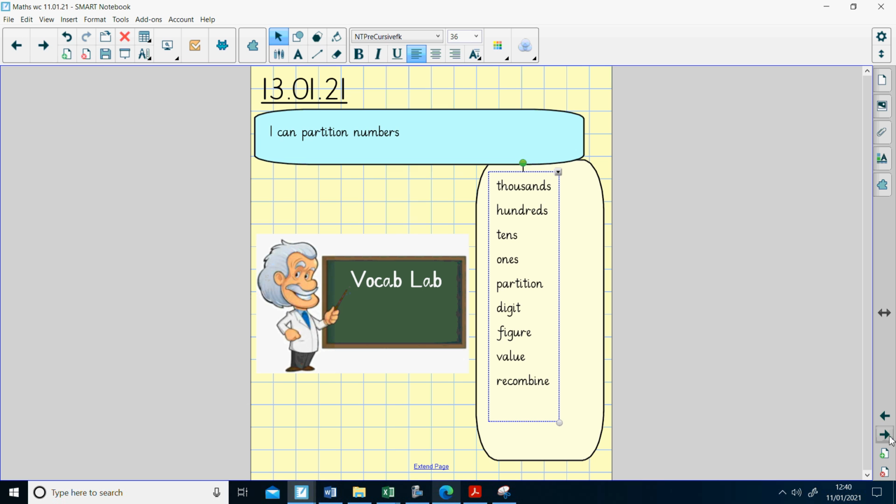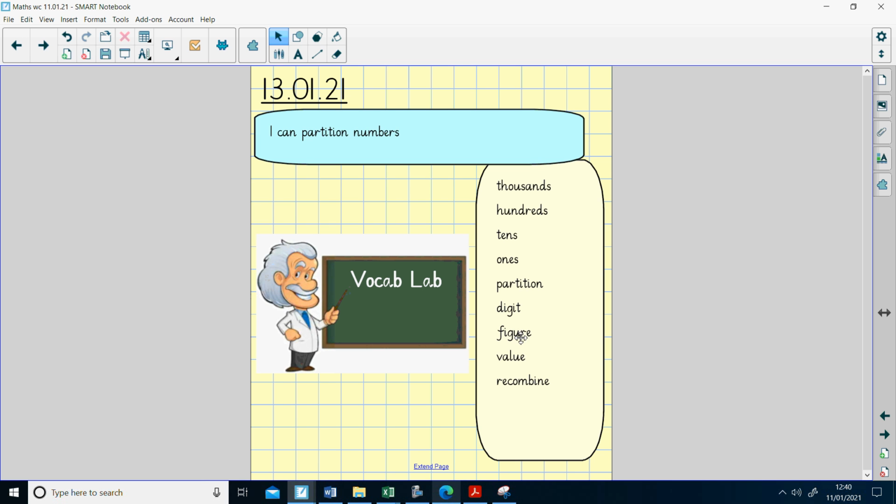So today we're going to be partitioning numbers, and my vocab lab today, these are some of the words that we're going to be looking at. Thousands, hundreds, tens and ones. So we're going to be looking at how many thousands a number has, how many hundreds, tens and ones it has. We're going to be partitioning, so we're going to be breaking that number down into thousands, hundreds, tens and ones. We're looking at the value of each digit.